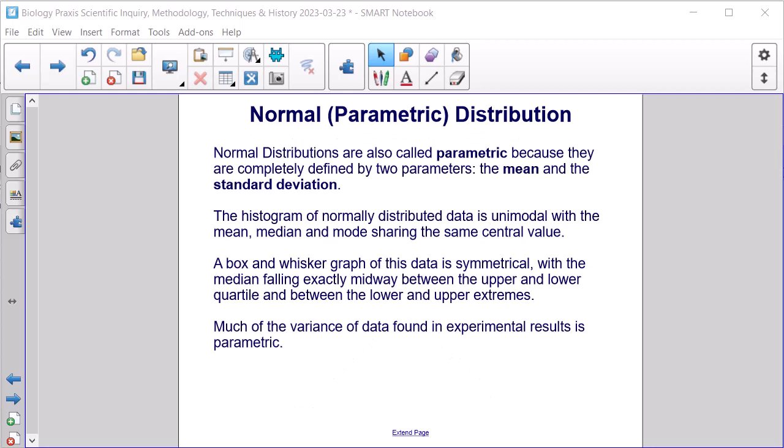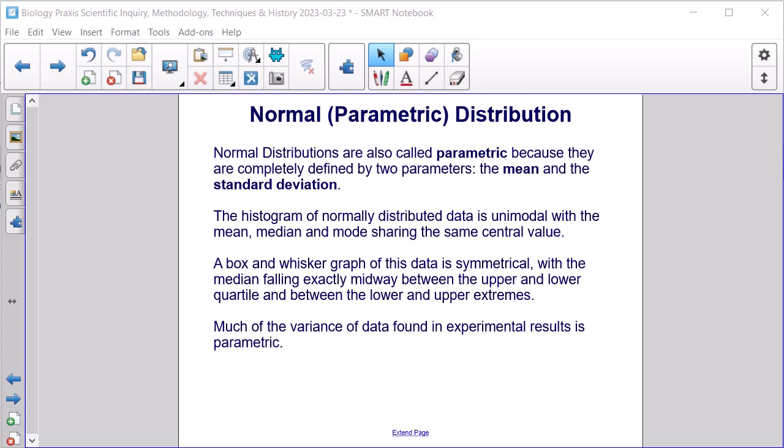Normal distributions are also called parametric because they're completely defined by 2 parameters, the mean and the standard deviation. The histogram of normally distributed data is unimodal, with the mean, median, and mode sharing the same central value. A box and whisker graph of this data is symmetrical, with the median falling exactly midway between the upper and lower quartile and between the lower and upper extremes.